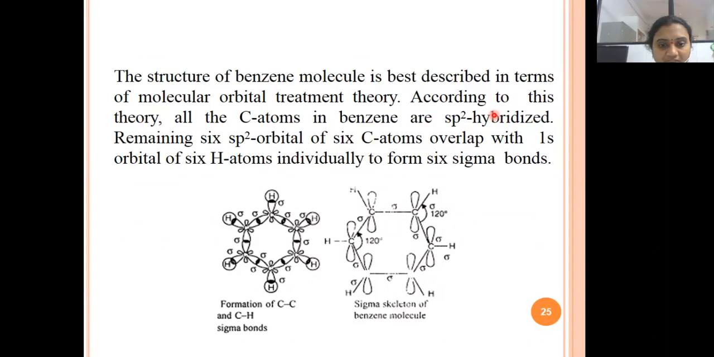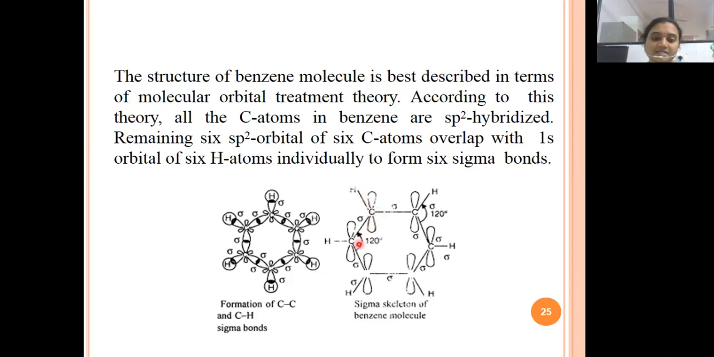So the structure of the benzene molecule is best described in terms of modern molecular orbital theory. According to theory, all the carbon atoms in the benzene ring are sp2 hybridized. The remaining sp2 orbitals of the 6 carbon atoms overlap with each other, and the sp2 orbitals also overlap with the s orbitals of the 6 hydrogen atoms individually to form 6 sigma bonds. So these are the carbon-hydrogen sigma bonds.